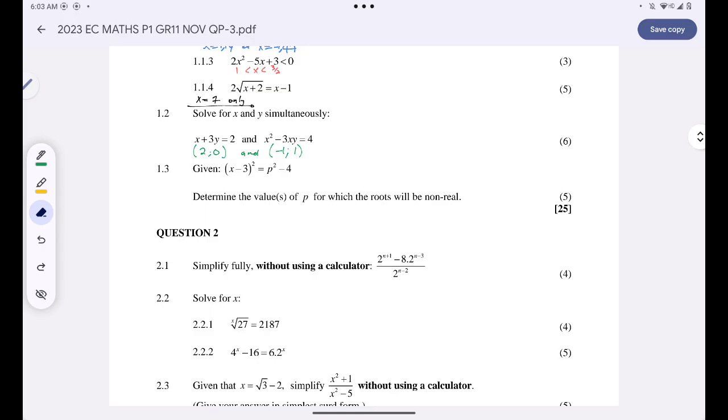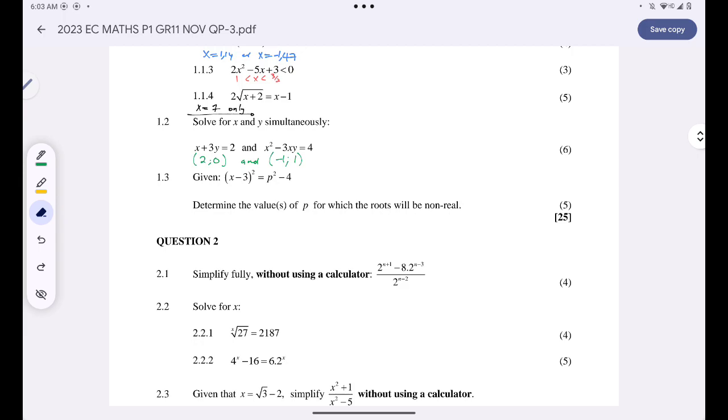Okay, given that equation, determine the values of p for which the roots of the equation will be non-real. The values of p for which the roots of this equation will be non-real, right? For non-real roots, I know that my delta should just be less than 0. Are we together?